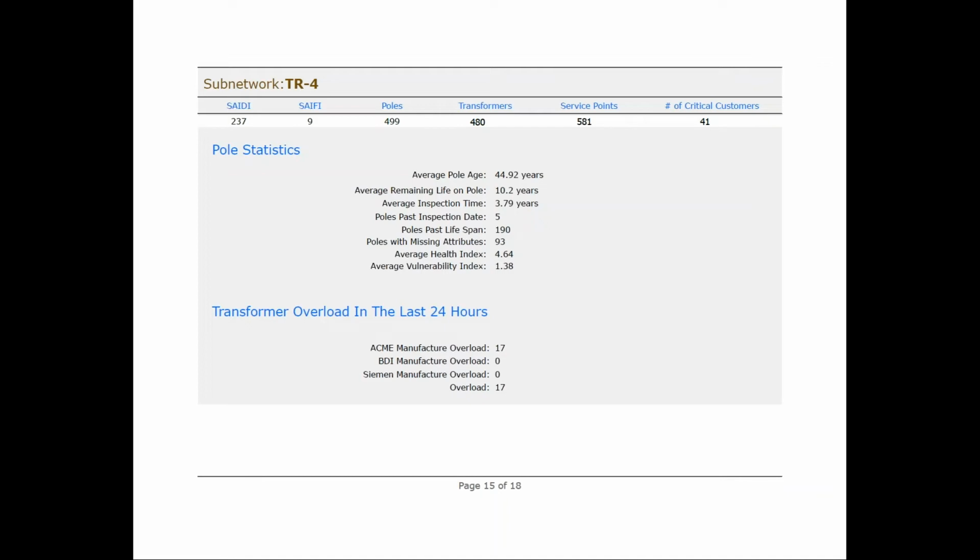What's also critical are those poles with missing attributes. As we're running the analysis, it's important to know which poles don't have the required information. Chances are there are some poles we may not have realized were vulnerable, or realized were past their lifespan, because we just don't have the data. So it's really important to be aware of that.